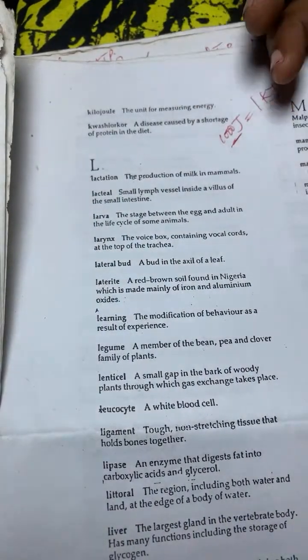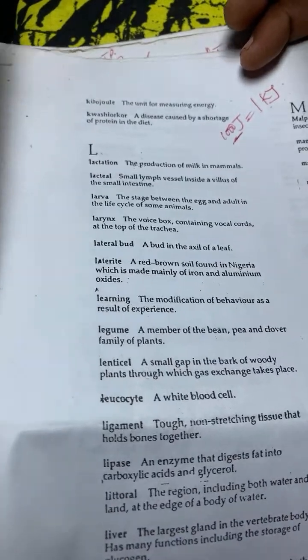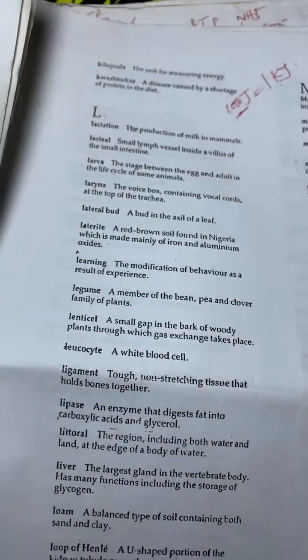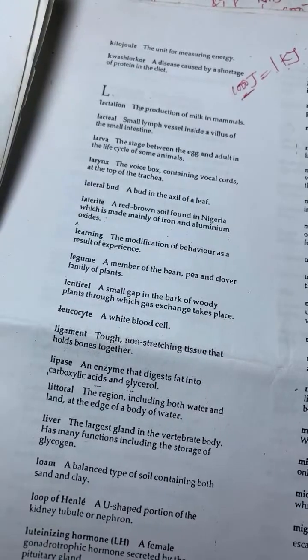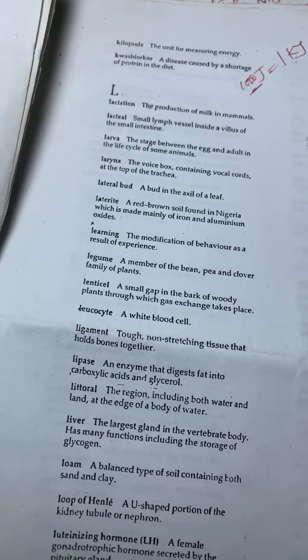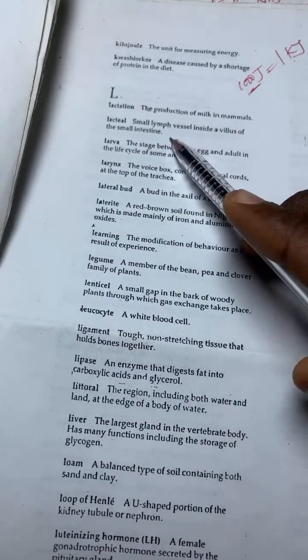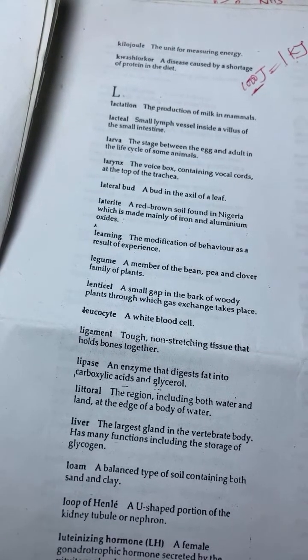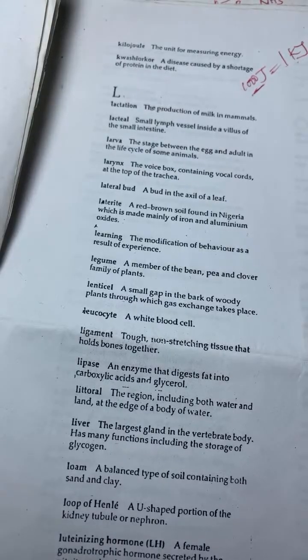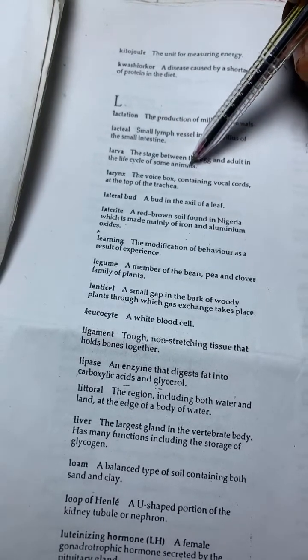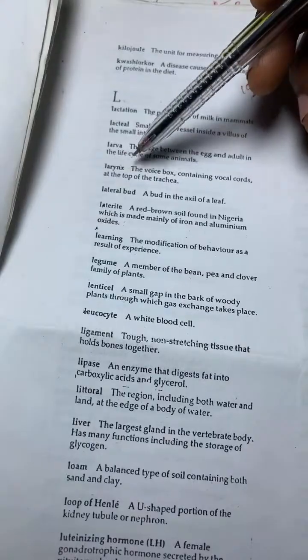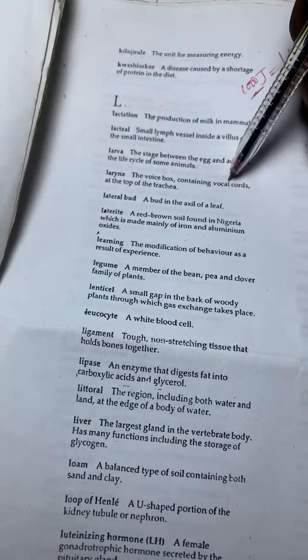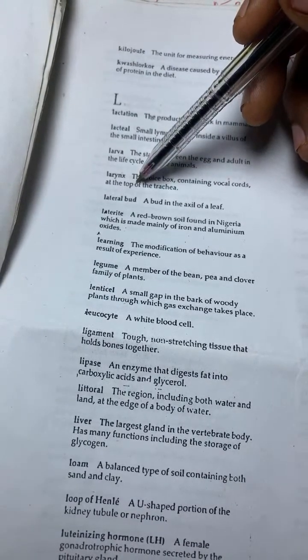Move on to L. L is lactation. It's the production of milk in mammals. That's called what? Lactation. Production of milk in mammals. Now we'll move on. We begin to look at what we call lactea. Lactea is a small lymph vessel inside the villus of the small intestine. We move on to larva, the stage between the egg and adult in the life cycle of some mammals. Larynx, the voice box containing vocal cords at the top of the trachea.